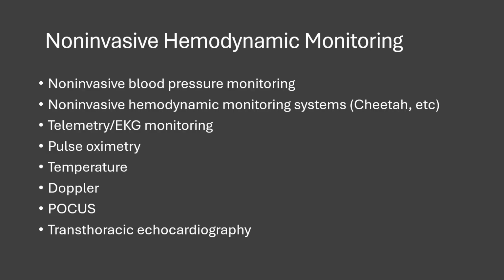We use both invasive and non-invasive tools in the clinical setting to help us determine a patient's hemodynamic status. And you're probably more familiar with hemodynamic monitoring than you realize. Some non-invasive tools that we utilize can include a non-invasive blood pressure cuff. You may see non-invasive hemodynamic monitoring systems such as the Cheetah, telemetry, EKG monitoring, pulse ox. You may see the Doppler, the point-of-care ultrasound. Even temperature and urine output can give us a clue about a patient's perfusion status.